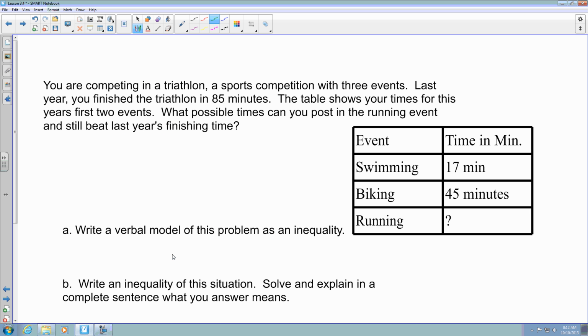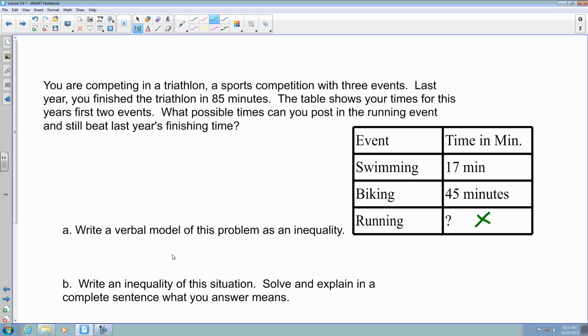Okay, let's look at this story problem. It says you are competing in a triathlon, a sport competition with 3 events. Last year, you finished the triathlon in 85 minutes. The table shows your times for this year's first 2 events. What possible times can you post in the running event and still beat last year's finishing time? Okay. They don't tell us the running event, so let's just say that this is x minutes.